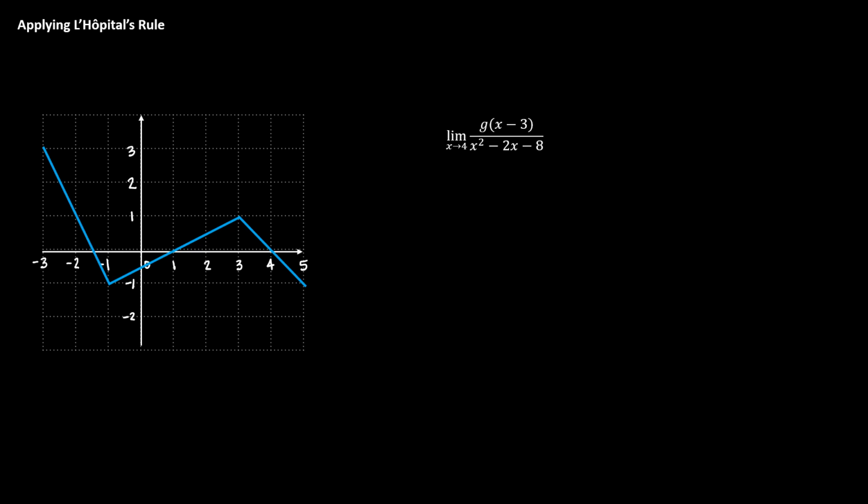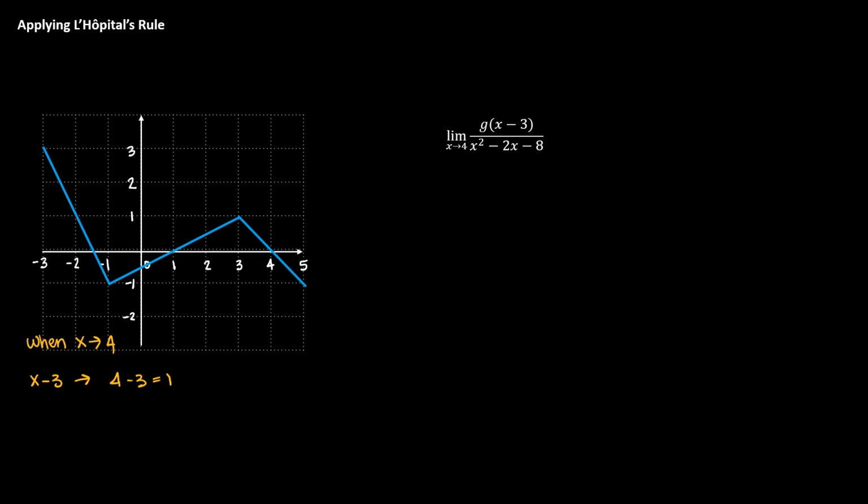Because this is a pretty simple graph, we can read what g is equal to at given points, but we can also read the rate of change of g. We know that L'Hopital is going to have us take the derivative of that numerator function, so we're going to need to know what g prime looks like. So let's go through it just like we did the last ones, starting with looking at what's going on with our rational function when x is approaching 4.